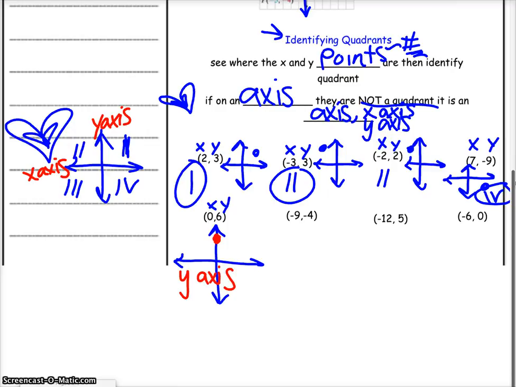Okay, the next one, (-9, -4). Again, I draw a rough coordinate plane, so I'm not being perfect here. I'm just kind of roughing where the point would be. My x is negative, so it would be to the left. My y is negative, that means it would be down, so I would be somewhere over here. X to the left, y down. And that quadrant looks like it's quadrant 3.